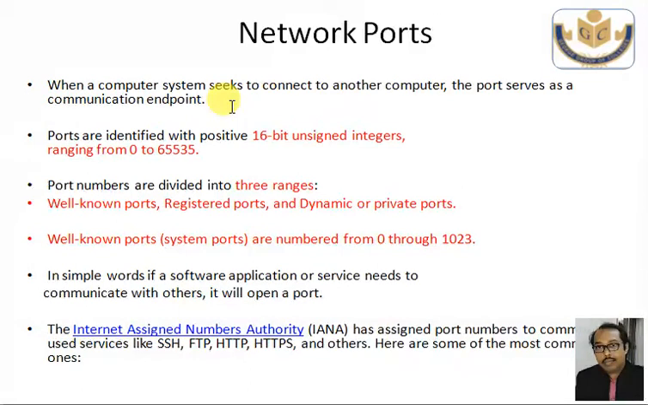Similarly, a computer has lots of ports, ranging from 0 to 65535. There are some well-known ports, some registered ports, and some dynamic or private ports. Well-known ports basically range from 0 to 1023, like HTTP, SMTP, SSH, HTTPS. All these protocols, including POP3, use some well-known port, and these port numbers cannot be changed.